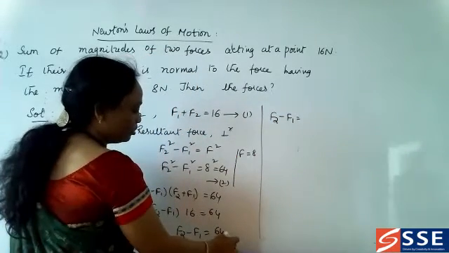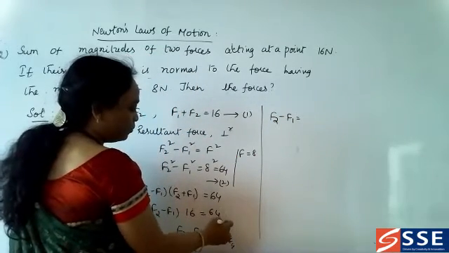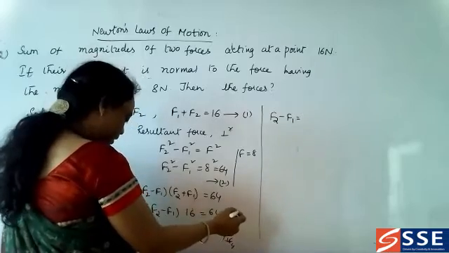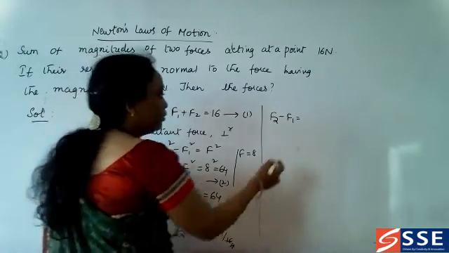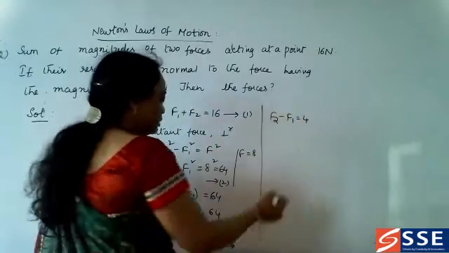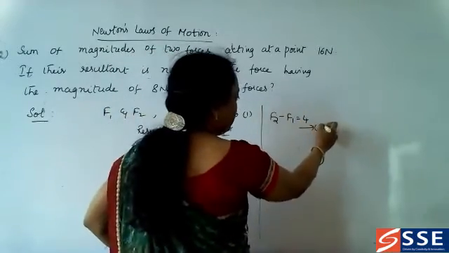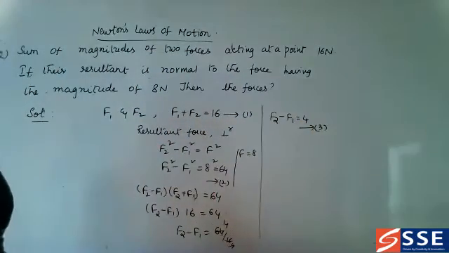So this one goes to 4 and 8, and so finally you get 4. So F2 minus F1 is 4. So this is taken as equation 3.